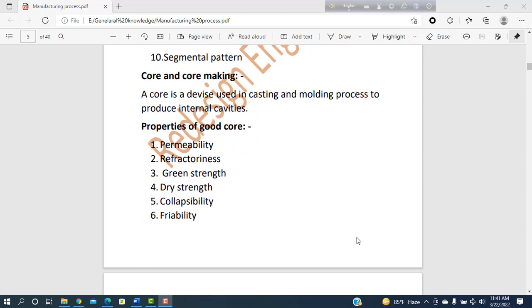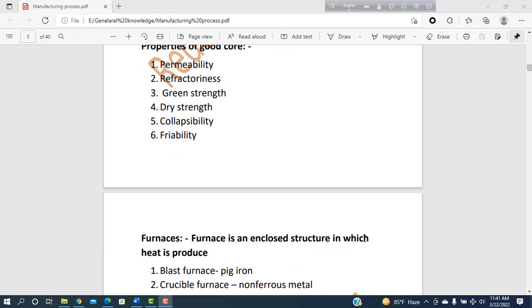Now I'm going to the core. Core and core making. A core is a device used in casting and molding processes to produce internal cavities. Properties of a good core. The properties of a core are permeability, refractoriness, green strength, dry strength, collapsibility, and friability.